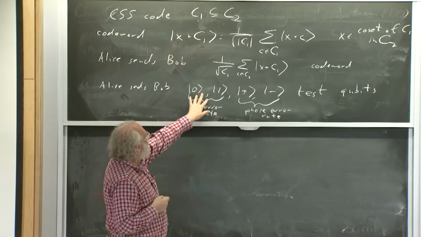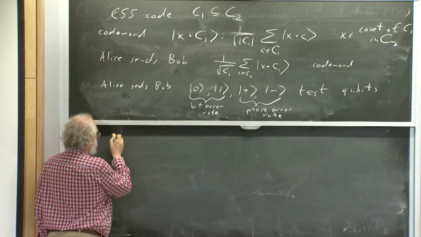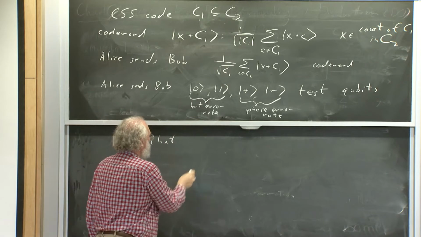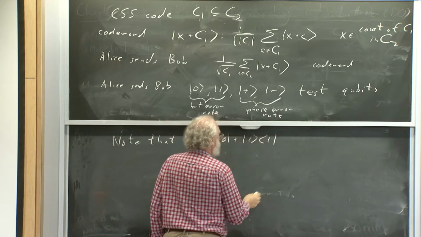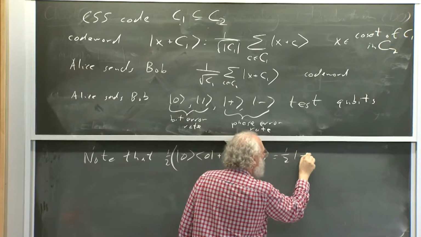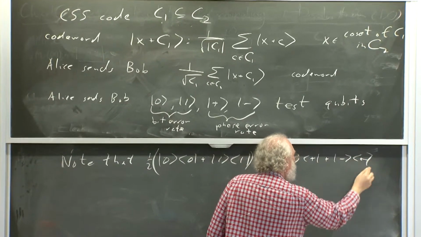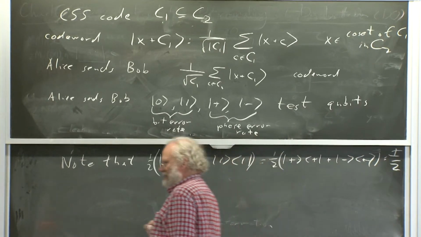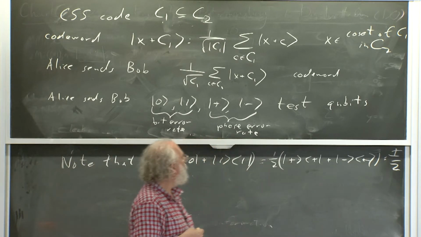So what do we do now? Well, note that the equal mixture of 0 and 1 equals I/2, and the equal mixture of plus and minus equals I/2. So these are completely mixed quantum states.